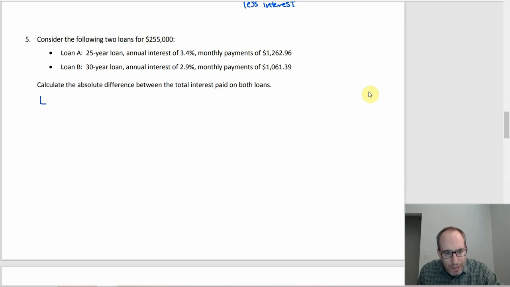But for loan A, so we want the total payment.